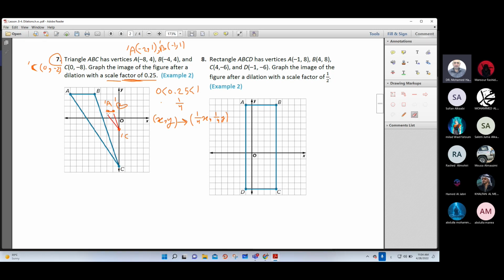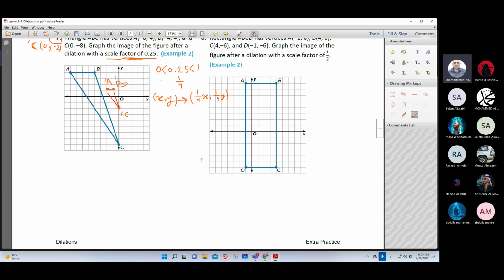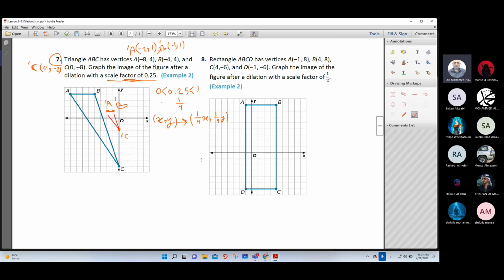So as you see, this is the triangle. We have the same figure, but here you have dilation. So here you have reducing, because the image is smaller than the pre-image. Who has any question about this exercise? No questions? Okay.